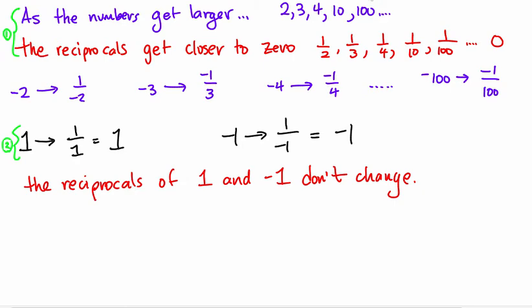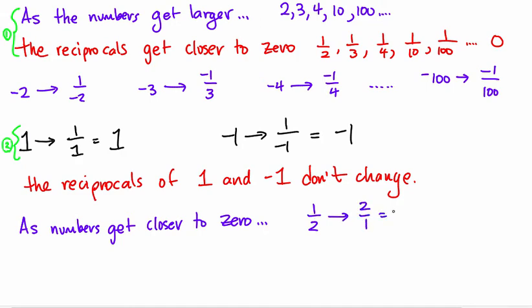Now let's take a look at one other area. What happens as numbers get closer and closer to 0? So if I take a number like 1/2, well, the reciprocal of 1/2 is 2 over 1, which is 2. And then if I take 1/3, the reciprocal is 3 over 1, which is 3. And if I continue this pattern and I do 1 over 100, which is very close to 0, the reciprocal is 100 over 1, which is 100.